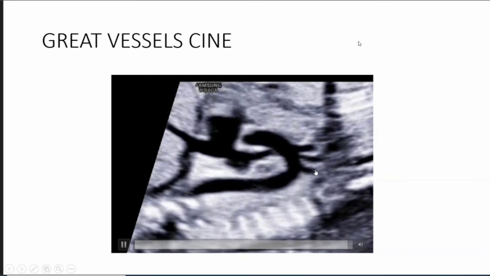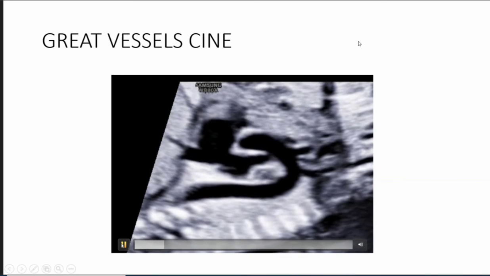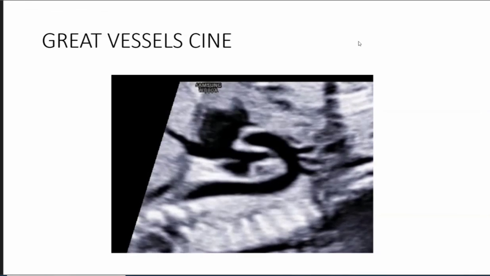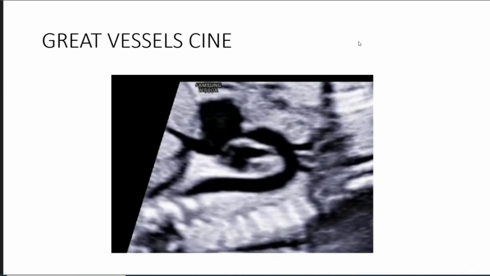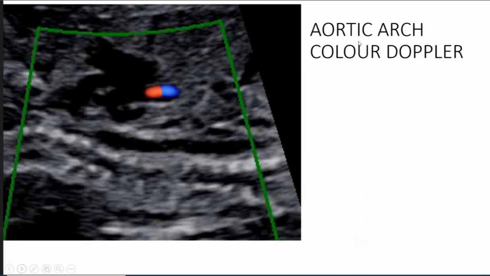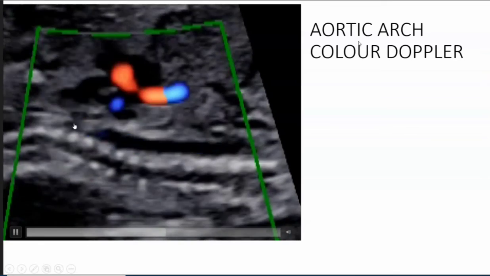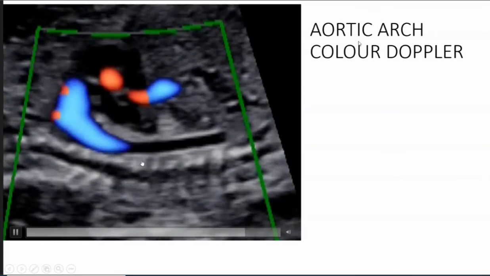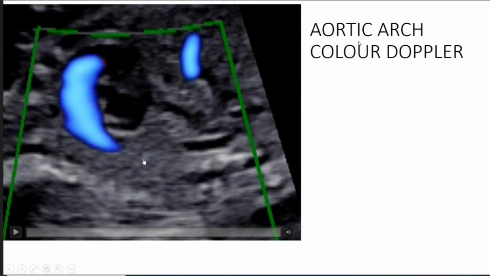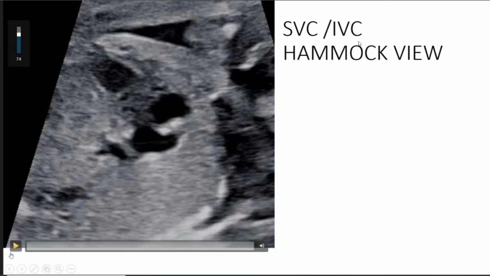This is the ascending aorta, descending aorta, and that is the aortic arch view in cine using high frequency probe of a 16 to 17 week fetus. Color Doppler shows the aortic arch view with ascending aorta, arch of aorta, descending aorta, and great vessels, sharp curve. That's the aortic arch view.